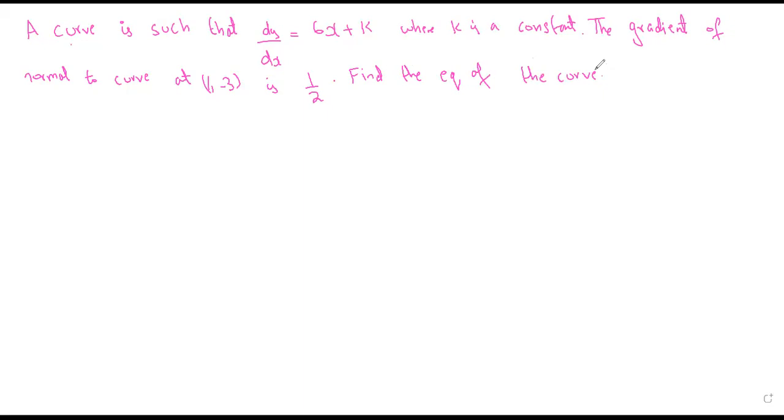I'll explain the question and I'll give you 4 minutes. I want both of you to do this and tell me the equations you're getting, okay? So it is, a curve is such that dy by dx is 6x plus k. That's simple. We just have the derivative of that curve. The gradient of normal to curve at 1, minus 3 is 1 by 2. Find the equation of the curve. Yes, you have exactly 4 minutes. Just try doing this and just type the answer in the chat box.